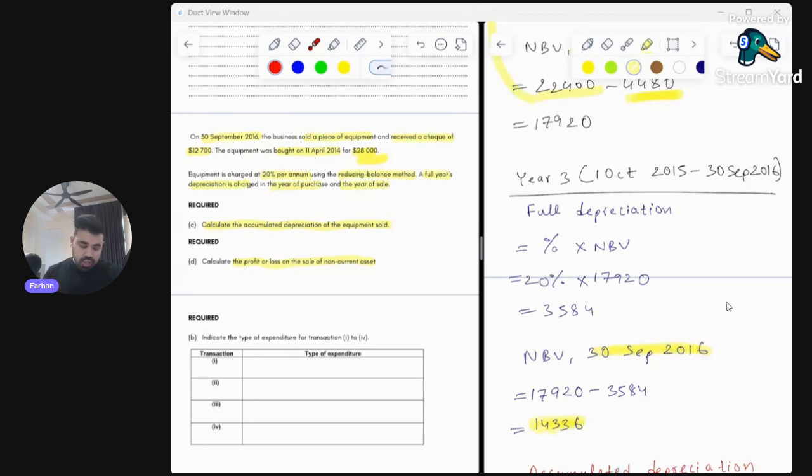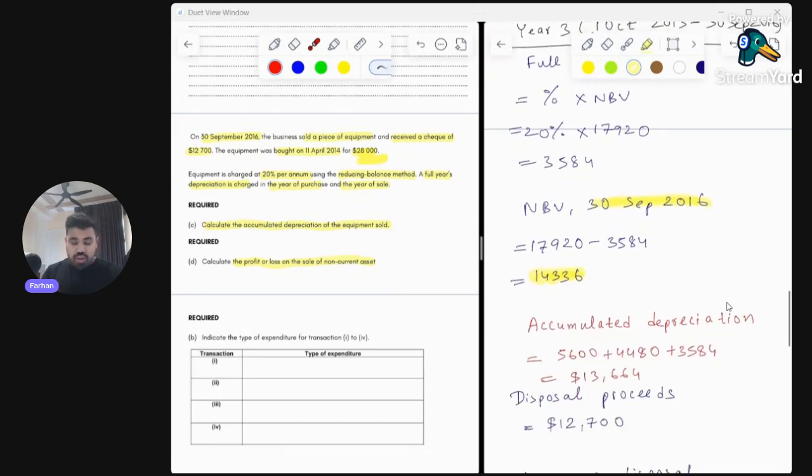Now, the question wanted us to find the accumulated depreciation of the equipment sold. This can be done pretty straightforwardly: if you want to find the accumulated depreciation, you can just add the individual depreciation expenses which we have calculated for each of the 3 years. In year one, we got 5,600 plus an additional 4,480 in year two, plus an additional 3,584 from year three. Altogether, these three can be added together to give us 13,664 as the accumulated depreciation for each of the 3 years of usage for this asset. Okay. Now, this already answers the question which we are required to answer for part C.